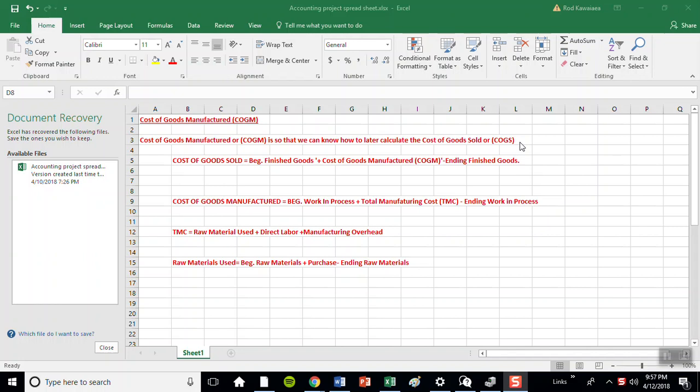So let me start you off with a formula, and we can calculate the cost of goods sold with a formula. Cost of goods sold equals beginning finished goods plus cost of goods manufactured, or COGM, minus ending finished goods. Or a little more simply, we're going to do it like this.